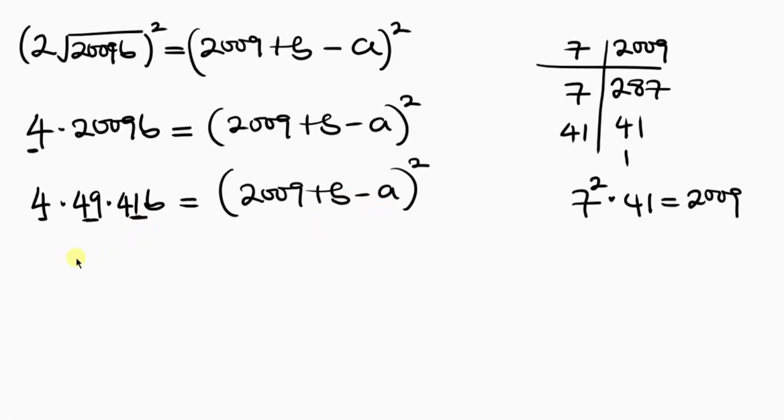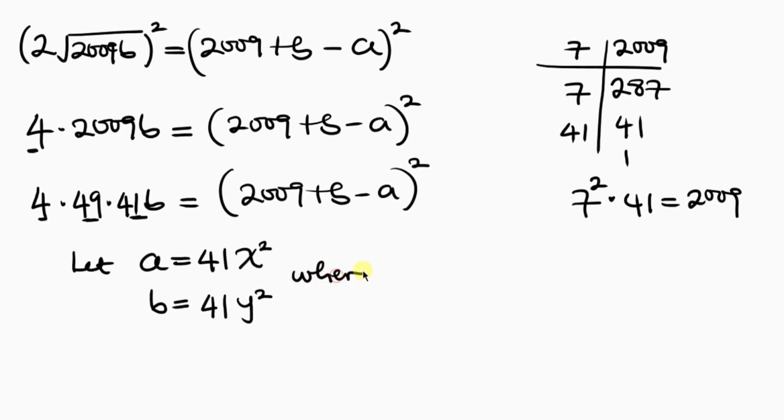So that means we're going to substitute. We'll say let A be equal to 41 times x squared, and let B be equal to 41 times y squared. Now, what is x and y? Where x and y are positive integers.